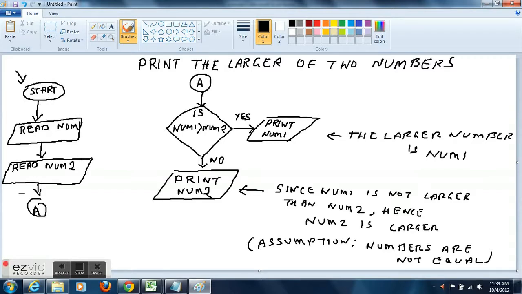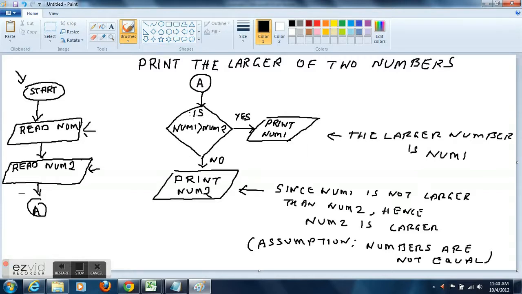Say for example, number 1 is 10 and number 2 is 12. So read the number 1. Now the first number will be stored into the variable called num1. The next statement will be read number 2, num2. So the second number will be stored into the variable num2. Now since I have run out of space here, I put a connector A and I go to the next available space and put the same connector A and continue with the remaining part of the flowchart.